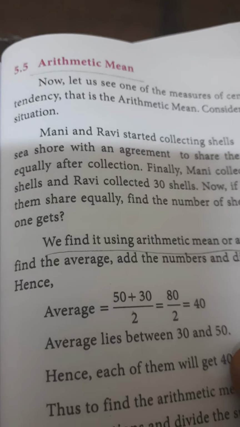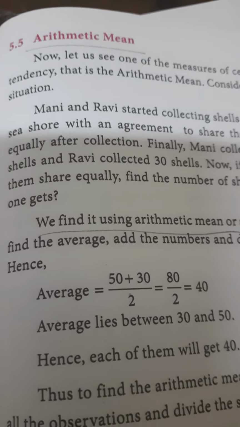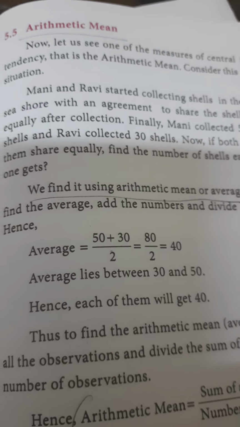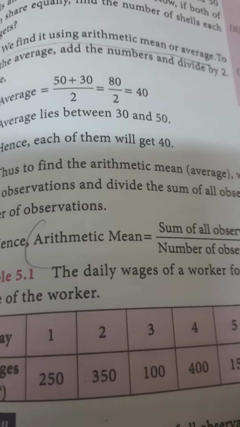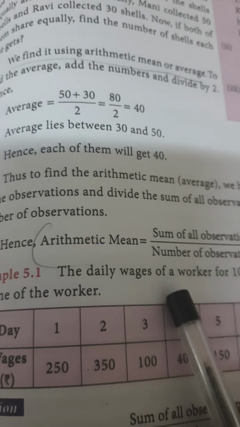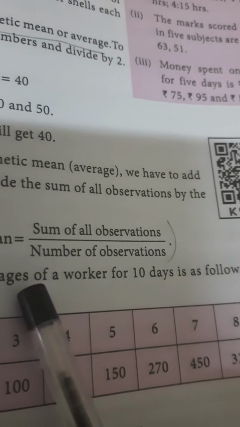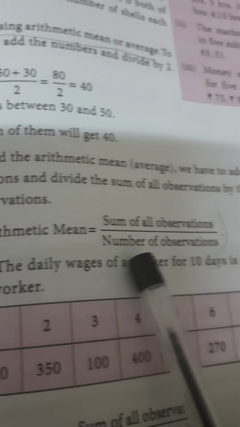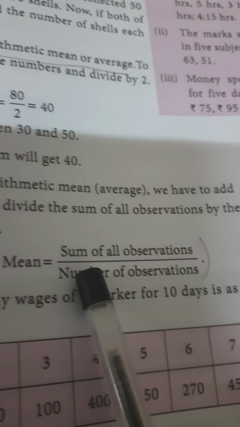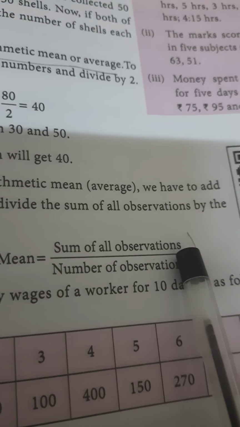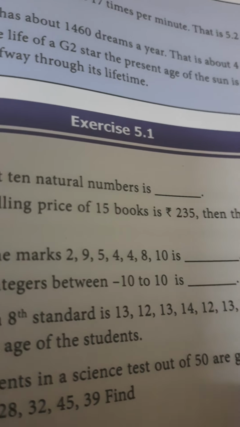Next, arithmetic mean. Arithmetic mean is nothing but average. We find the average or arithmetic mean using the formula: sum of all observations by number of observations. That is arithmetic mean or average, sum of all observations by number of observations.